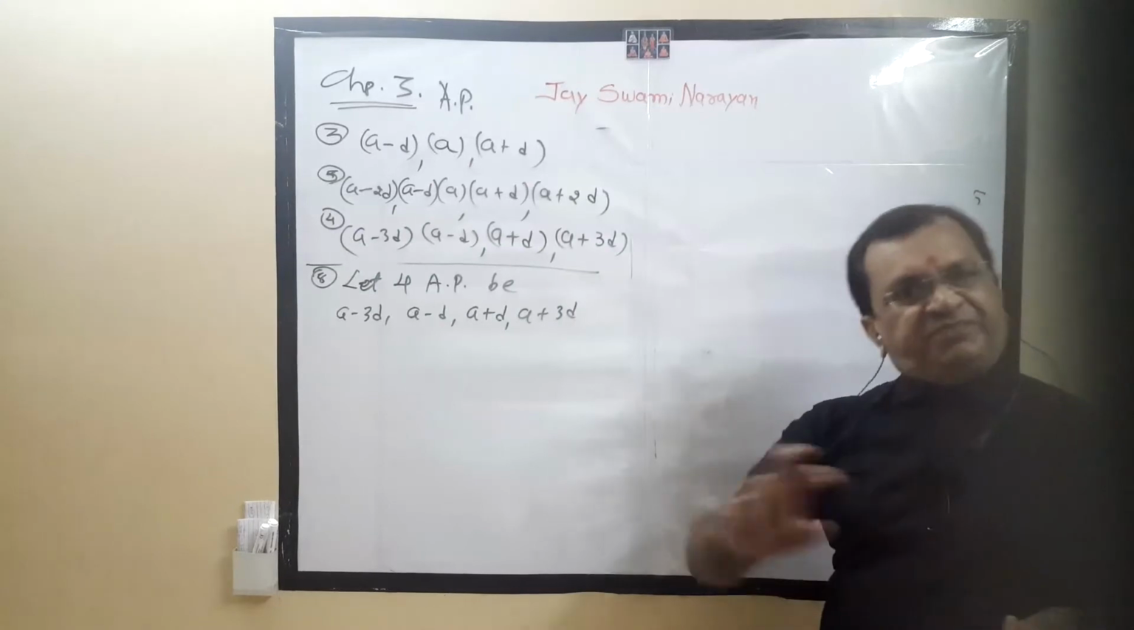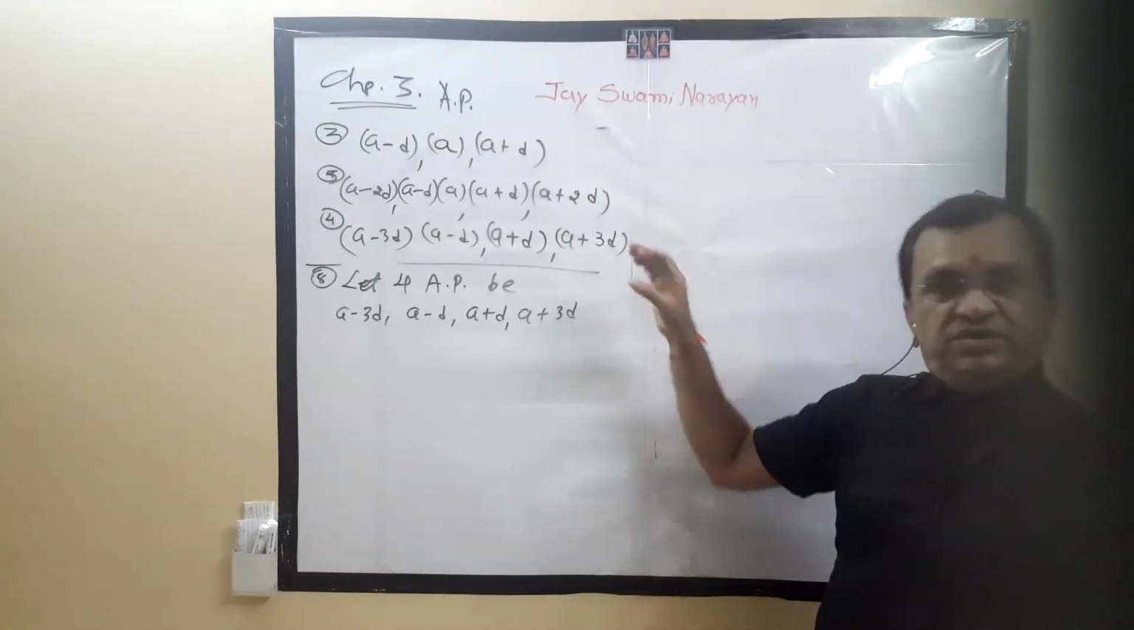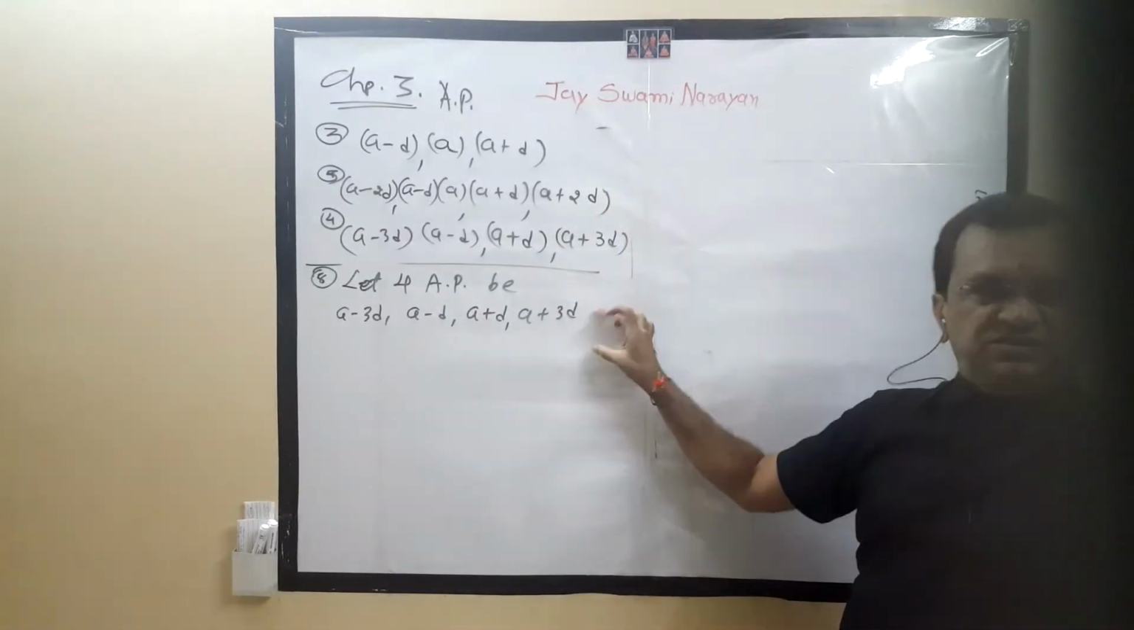First they will give the number. In the previous sum they have given 3. In the next sum they have given 4. In the next sum they will give 5. So 4 is given, so I will write this.